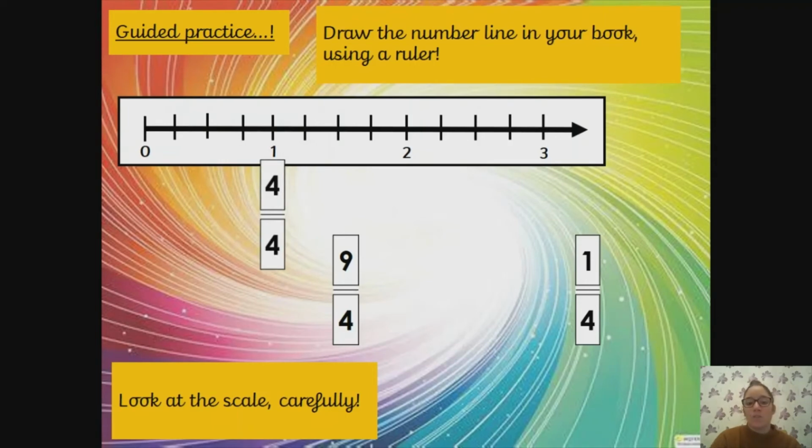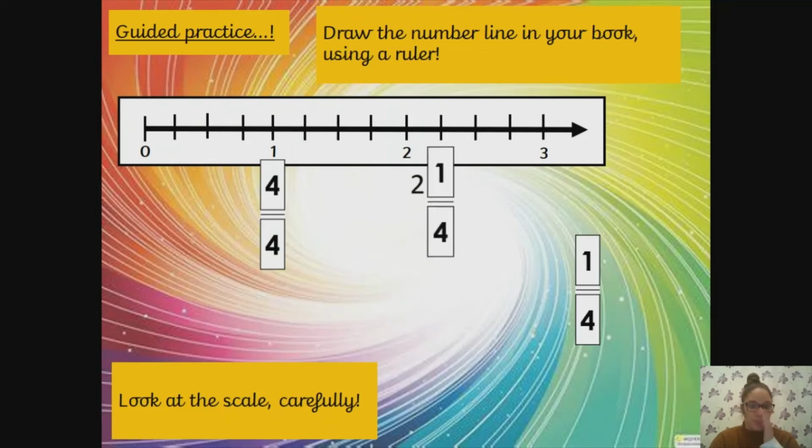Next we've got 9/4. So this is a what fraction? It is an improper fraction, okay? So our larger number is on the numerator and our smaller number is on the denominator. So we need to divide 9 by 4. How many 4s go into 9? 2, so that's our whole number. 2 4s are 8. And then how many have we got left? We've got 1. So we've got 2 1/4. Okay, so where is 2 1/4 going to go? This is 2, this is 3. So we're going to put it just here.